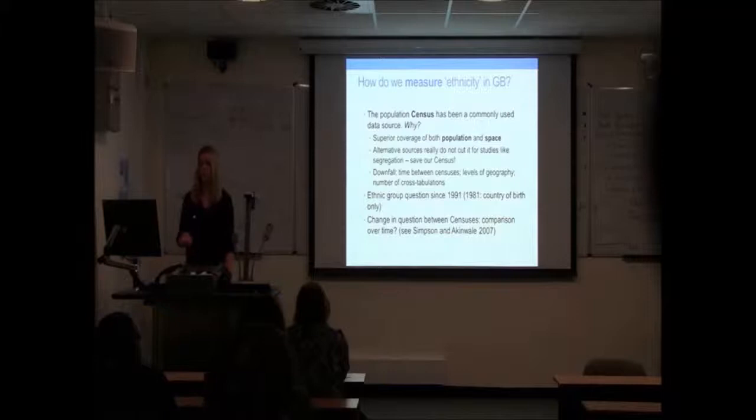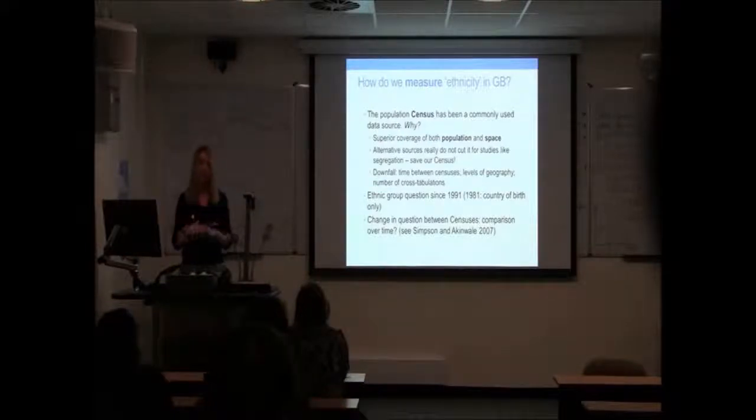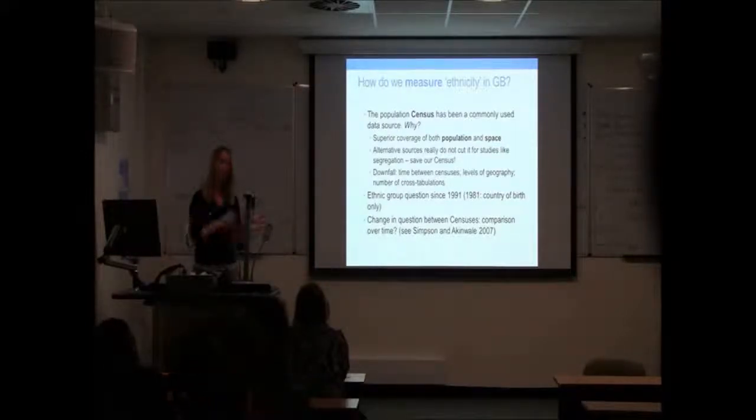So how do we measure ethnicity back home then in Britain? Well, the population census has been the most commonly used data source. Why is that? It provides superior coverage of both population and space. There is no other survey that covers the population in the way that the census does. It's a legal requirement to fill out your census form, so in theory everybody in England and Wales and in Scotland and in Northern Ireland should have filled out their census form.